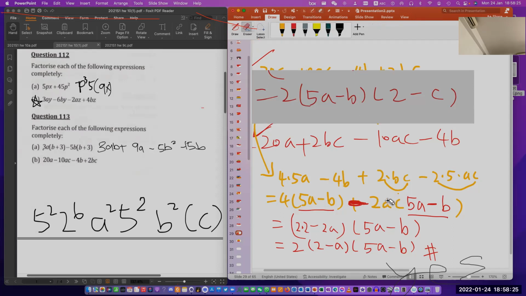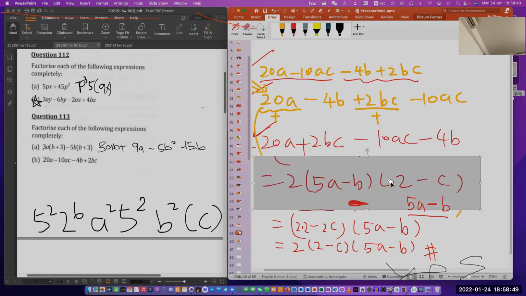Okay, you see, it's very easy to make a mistake. It should be 2c here. 2c. I take out the 2c. Yeah. So it's not supposed to be 2a, it's supposed to be 2c. So it should be 2 minus c. So yeah, the answer should be the same, regardless. So it doesn't matter.